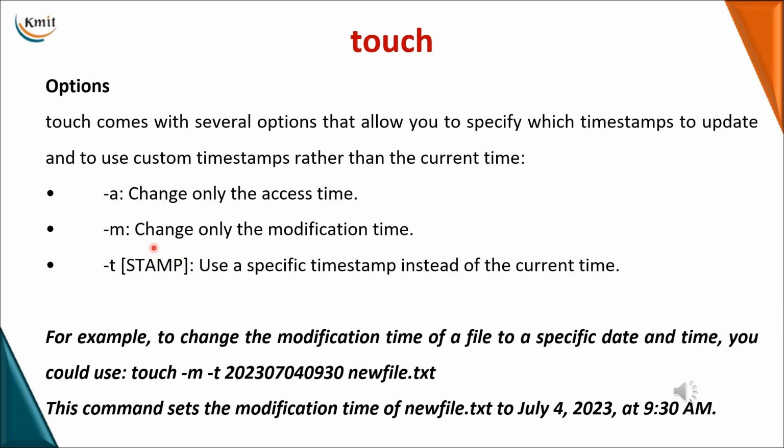Now we'll see how to change the time. If I want to change the access time, that means read time, I need to use -a. And if I want to change the write time of a file, I need to use -m. And if you want to specify your own time, I need to use -t. So touch is my command, -m means I want to modify my modification time, -t and specify the timestamp. This particular number is related to July 4, 2023, 9:30 a.m. So 2023 is your year, 07 is the month, 04 is your date, and 9:30 is the time at which you want to change the modification time, on the file new file.txt.